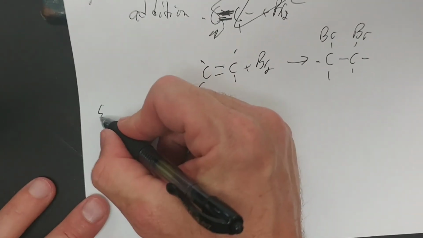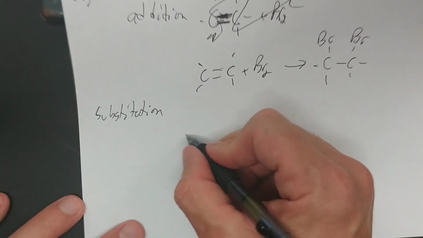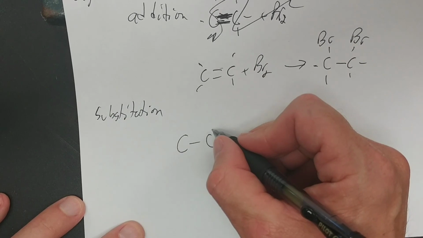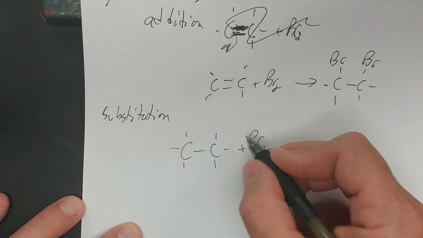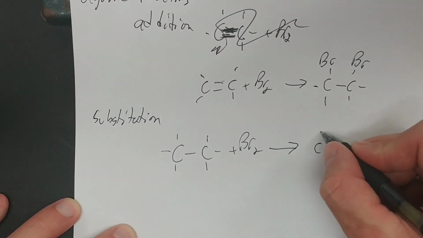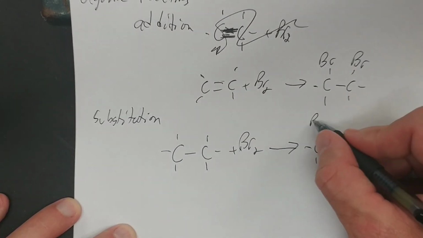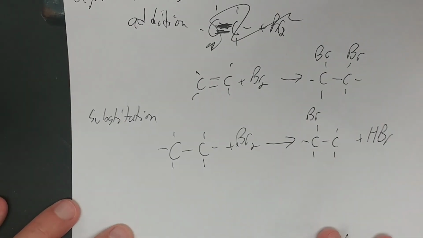Substitution. That starts with a saturated hydrocarbon. Something goes in, something goes out. Bromine kicked out a carbon.